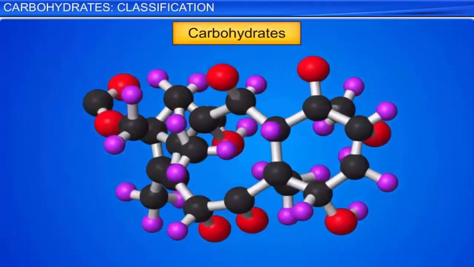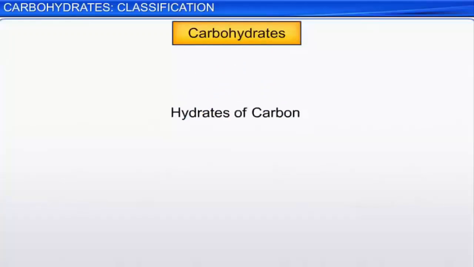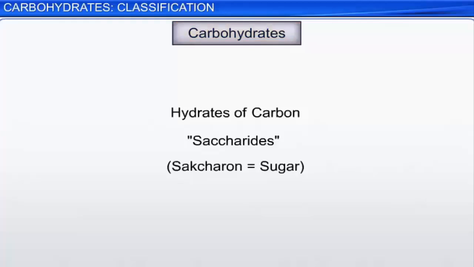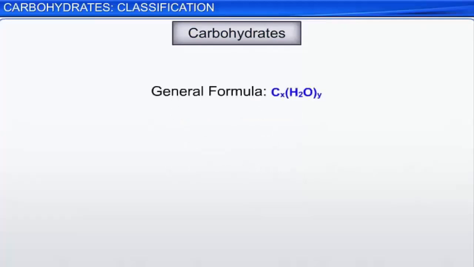Carbohydrates got their name because historically they were considered to be hydrates of carbon. Carbohydrates are also called saccharides, from the Greek word saccharon for sugar. Many, but not all, carbohydrates have the general formula CxH2yOy. For example, glucose, C6H12O6. Its formula can be rearranged to fit the general formula.